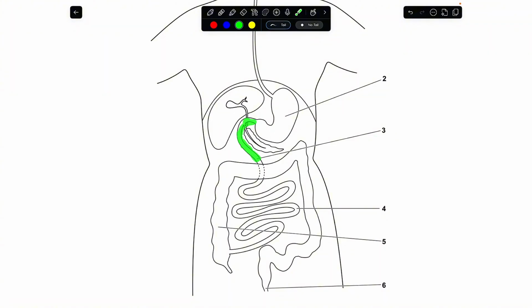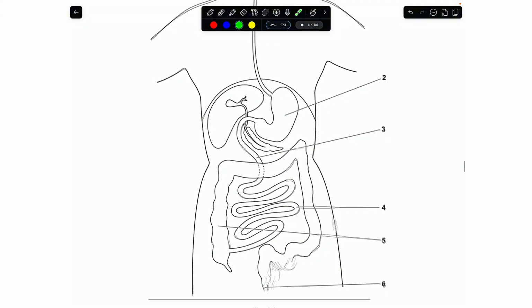Now, since this is the first part of the small intestine, we can call this the duodenum of the small intestine. And the fourth that we have here would be the ileum, which is the last part of the small intestine. The five that we have here is the large intestine, and the six that we have got is the anus.